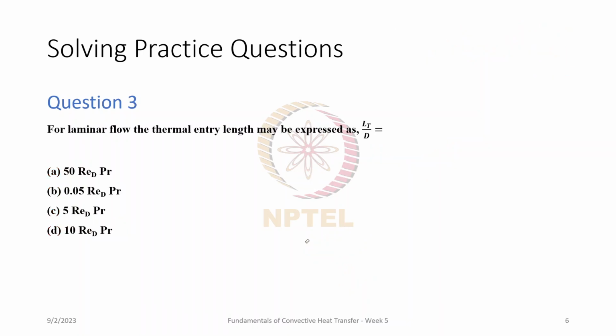We'll move on to question number 3 of today's session, which is now asking us that for laminar flow, the thermal entry length may be expressed as LT by D, where LT is the thermal entry length and D is the diameter of the duct. What is that given by? Is it option A, 50 into Reynolds number into Prandtl number, or is it 0.05 into Reynolds number into Prandtl number? Is it option C, 5 into Reynolds number into Prandtl number, or is it option D, 10 into Reynolds number into Prandtl number?